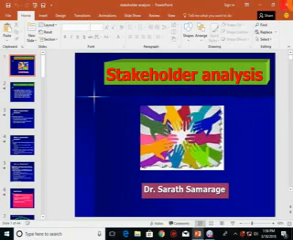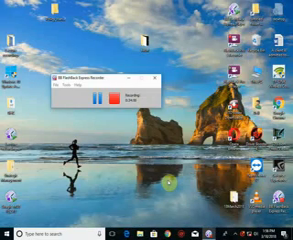Right. Any questions about stakeholder analysis? You can now write something or think of something about it.